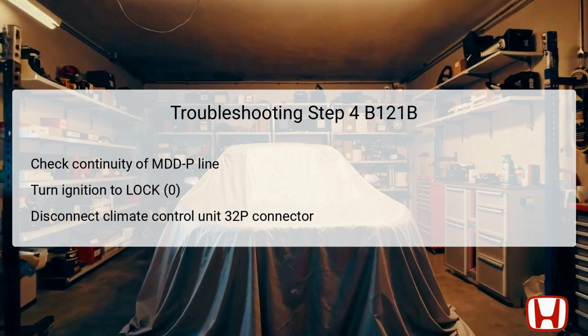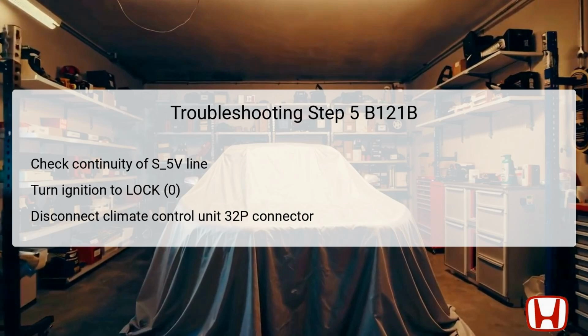With both units disconnected, check for continuity between the specified test points, the climate control unit's 32P connector pin, and a body ground. If continuity is confirmed, it indicates that the wiring between the climate control unit and mode control motor is intact. However, if continuity is absent, this suggests a short in the wire, necessitating repairs to restore connection integrity. The final troubleshooting step focuses on checking the continuity of the S5V wiring line.